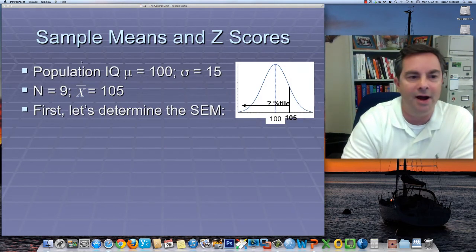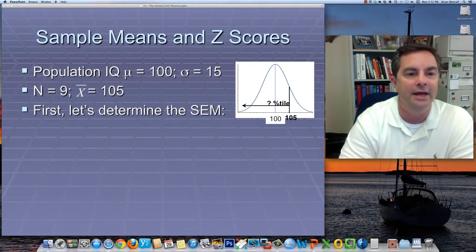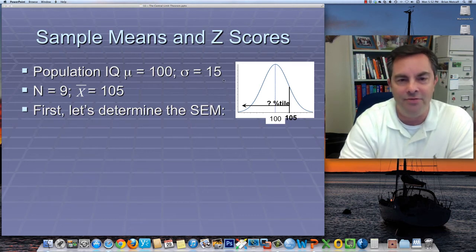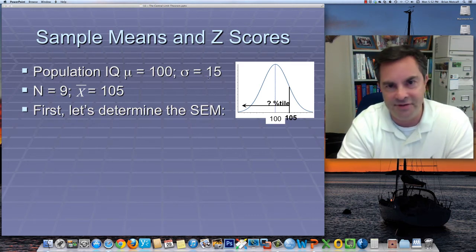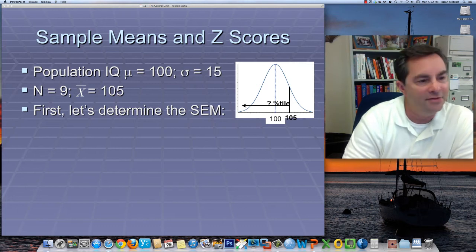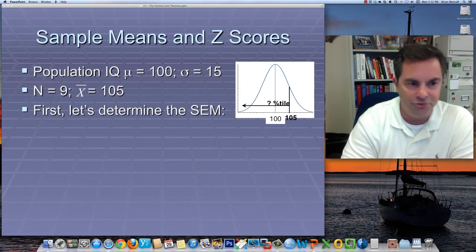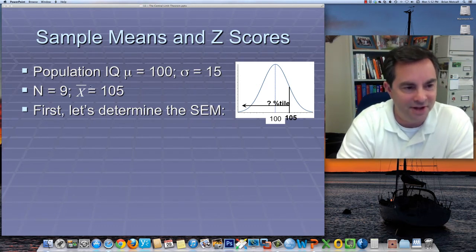Let's just put a little reminder. I'm piling up what we know here. I know the population mean for IQ is 100. I know that the standard deviation of the raw scores is 15. I know that I have a sample size of 9 because I told you so. And I told you that those 9 people have a mean of 105.